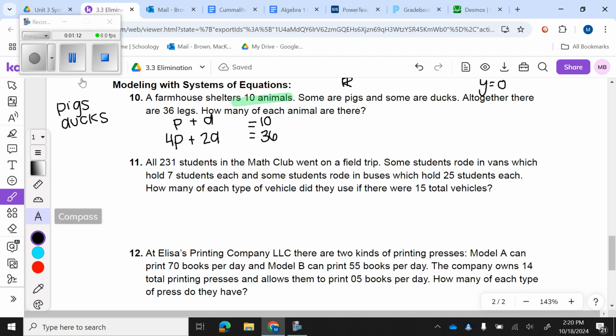Okay, this is now set up for me to eliminate. Okay, if I want to eliminate, I need two things that are the same but have opposite signs. So I know that if I multiply this top equation by a 4, these are going to match, but I need them to be opposite signs, so I'm going to multiply everything by a negative 4. When I do that, I'm going to get a negative 4p minus 4d equals 40, and my bottom equation is going to stay the same.